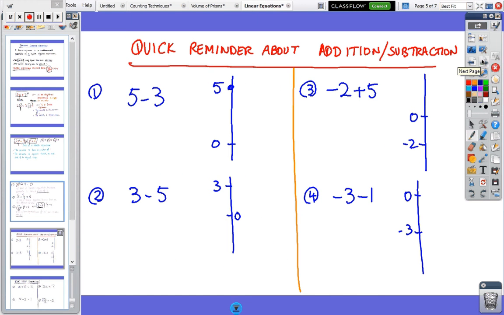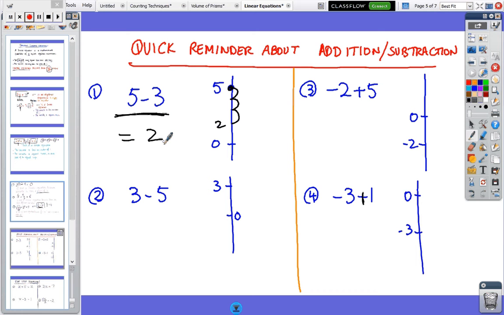So before we go on to some one-step equations, I just want to remind you about some addition and subtraction rules, just in case you forgot, because this is where you can get into trouble. So I'm going to change that to a plus sign there. In this first one, if you have 5 minus 3, representing it on a number line, you start from 5 and you subtract 3 and you end up at 2. So 5 minus 3 equals 2.